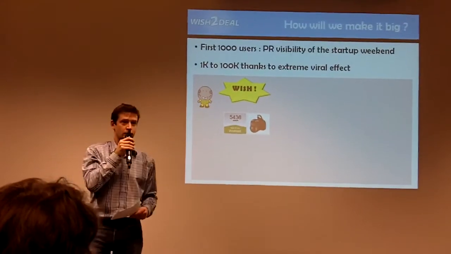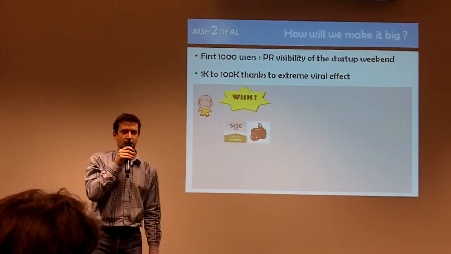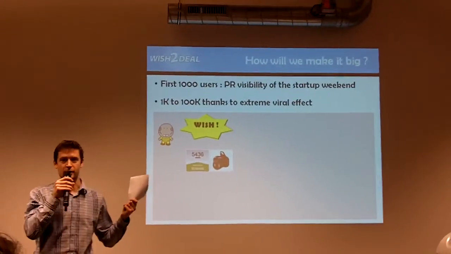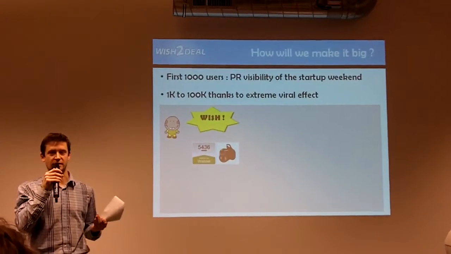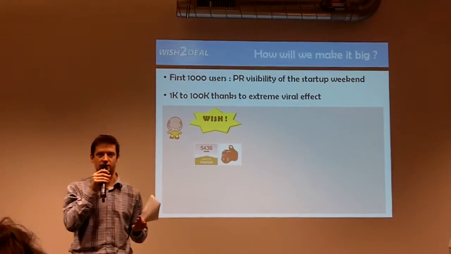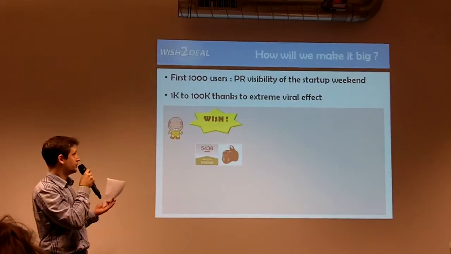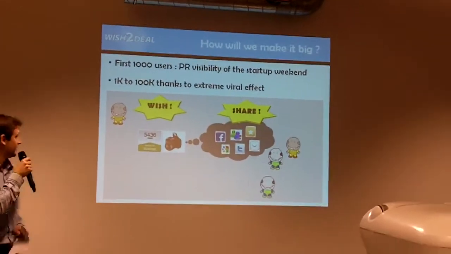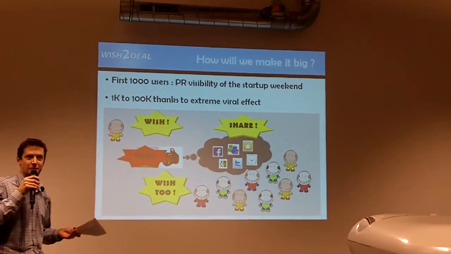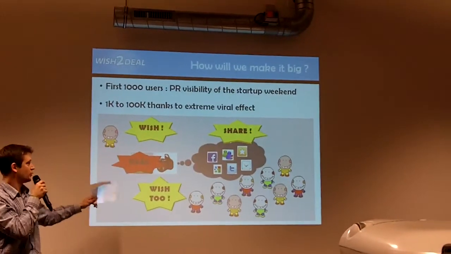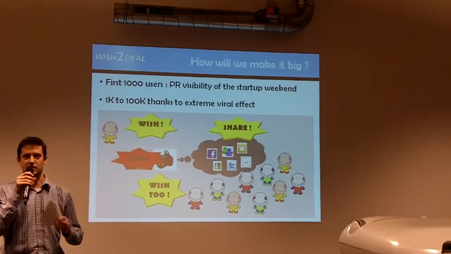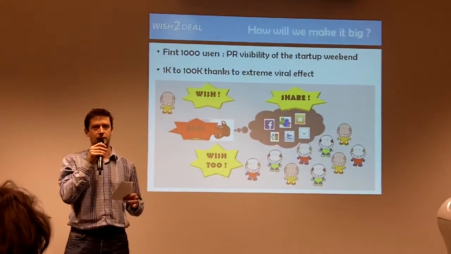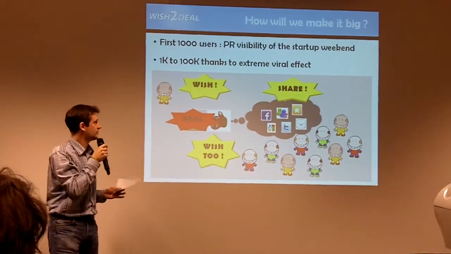What do we have to do? We have to be the first and we have to be quick. First of all, we are already more than 100. With the press relationships that we have and the visibility that we will have with the startup weekend, we can rapidly be 1,000. And then we have perhaps some months to become 100,000. And that is the viral effect. Like everyone, you know, Facebook, social media. Yes, but we have made the system so simple to share that everything someone does on our website will be shared on social media in just one click.